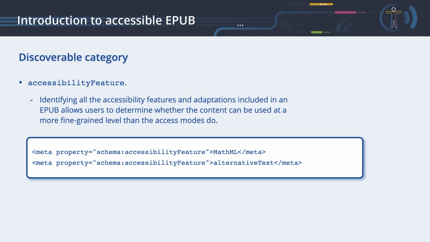The accessibility feature metadata. Identifying all the accessibility features and adaptations included in an EPUB allows users to determine whether the content can be used at a more fine-grained level than the access modes do. These lines indicate that the document uses MathML for coding mathematical formulae and offers alternative texts.